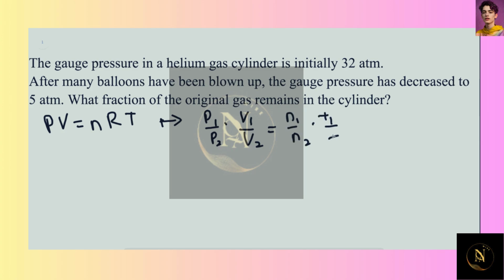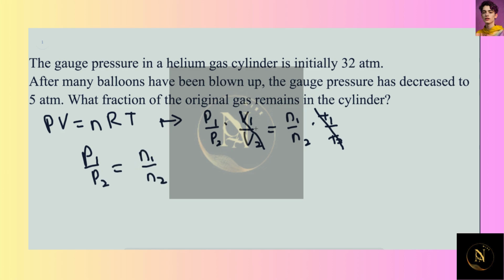Now, in this context, we aren't given any information about the temperature, so we're going to assume that T1 equals T2, so that can be cancelled out. Similarly, the gas cylinder is still a gas cylinder, and we assume that the shape doesn't change, so the volume V1 equals V2, so that can be crossed out. So we have P1 over P2 is equal to N1 over N2.